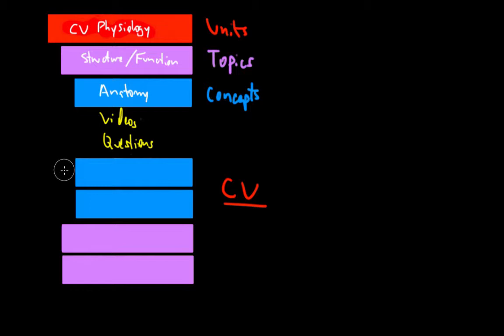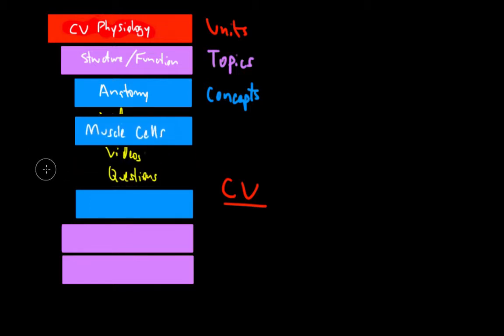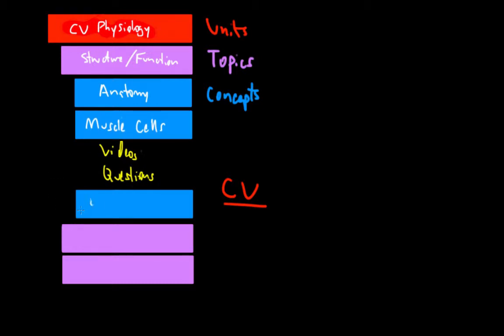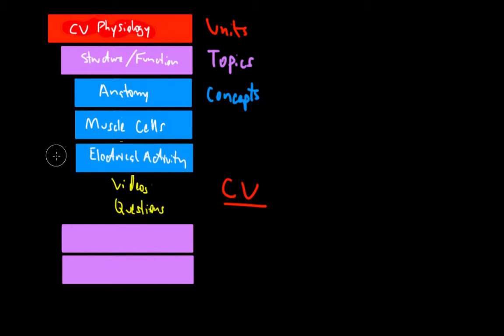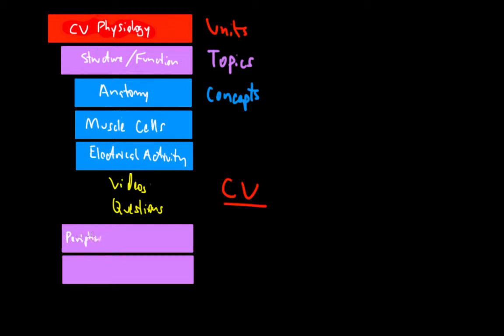So the next concept they might come across would be something like muscle cells, which would have its own set of videos and questions. And finishing that, they can move on to learn about the electrical activity of the heart, having its own videos and questions, which would round out the structure and function topic. And then having done that, students could move on to the next topic, something like peripheral vascular regulation with its own nested series of concepts and videos and questions, and then move on to cardiovascular disease and do the same thing. And finishing that, they'd finish this cardiovascular physiology unit.